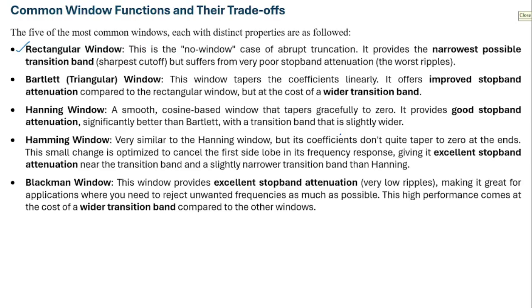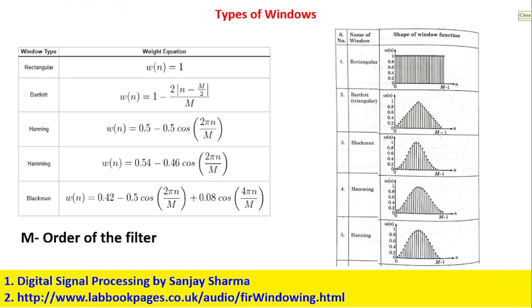Okay, so apart from the rectangular window, we have the Bartlett or triangular window. We also have the Hamming window and the Blackman window. Okay, so under usual circumstances, you will find that for biomedical applications, we use either the Hanning window or the Hamming window. Okay, so these are the equations.